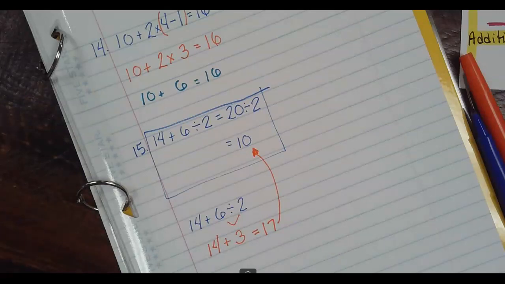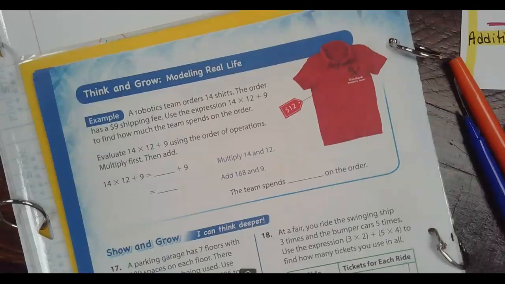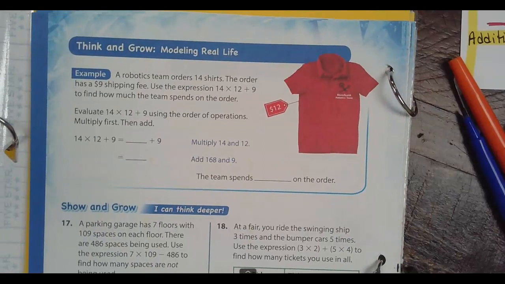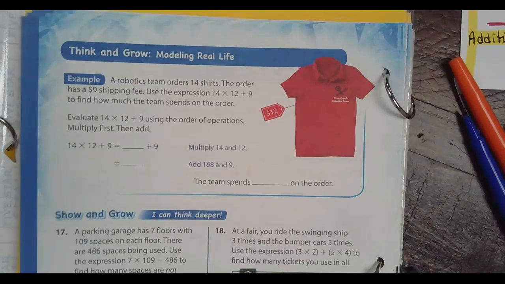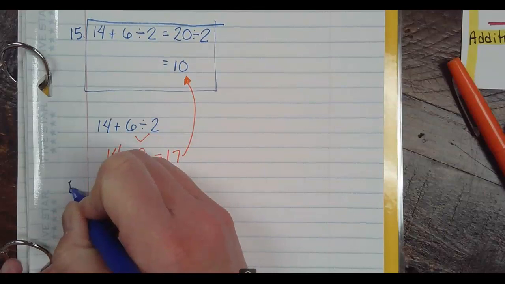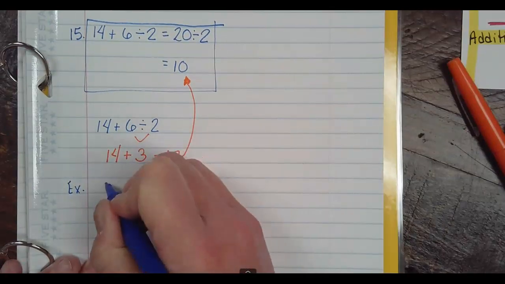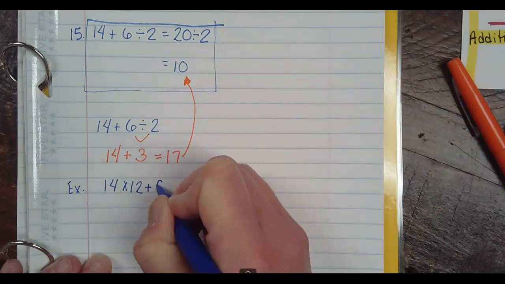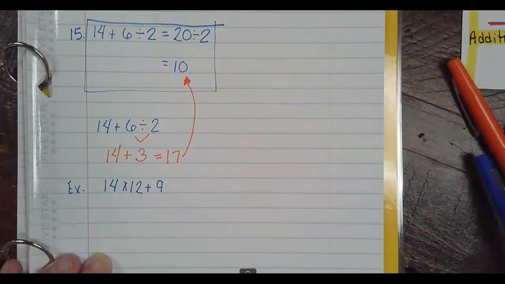All right, a robotics team orders 14 shirts. The order has a $9 shipping fee. Use the expression 14 times 12 plus 9 to find out how much the team spends on the order. We got to use the order of operations. So we're going to write this in our notebook. I'm going to star it because it's an example, so we'll put EX for example. And it's 14 times 12 plus 9. What do we do first?